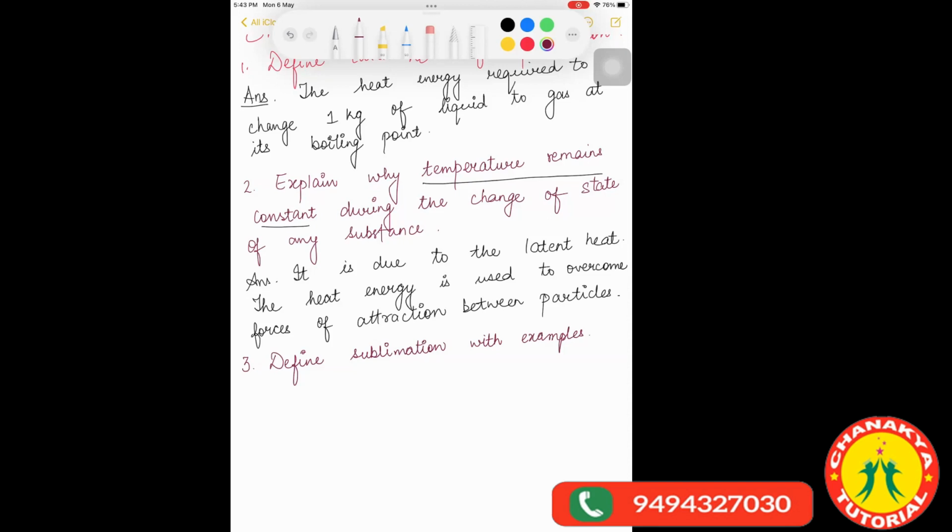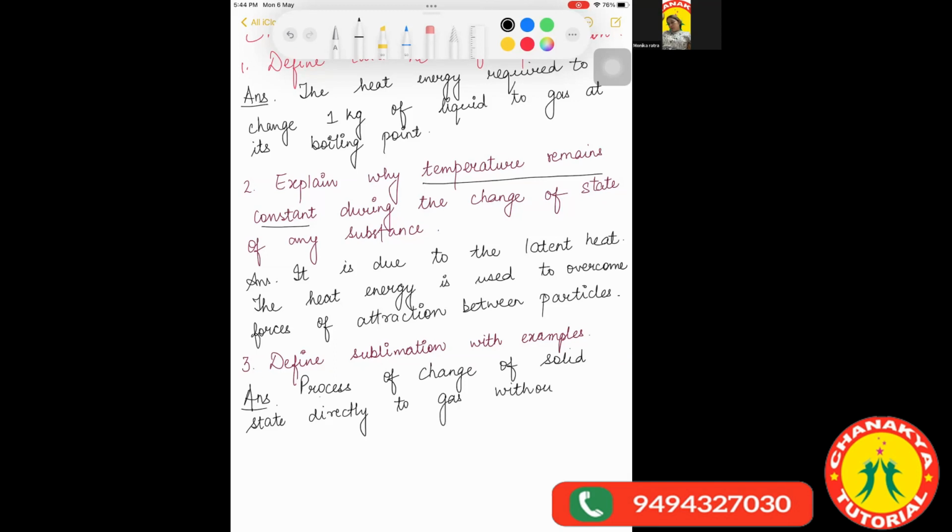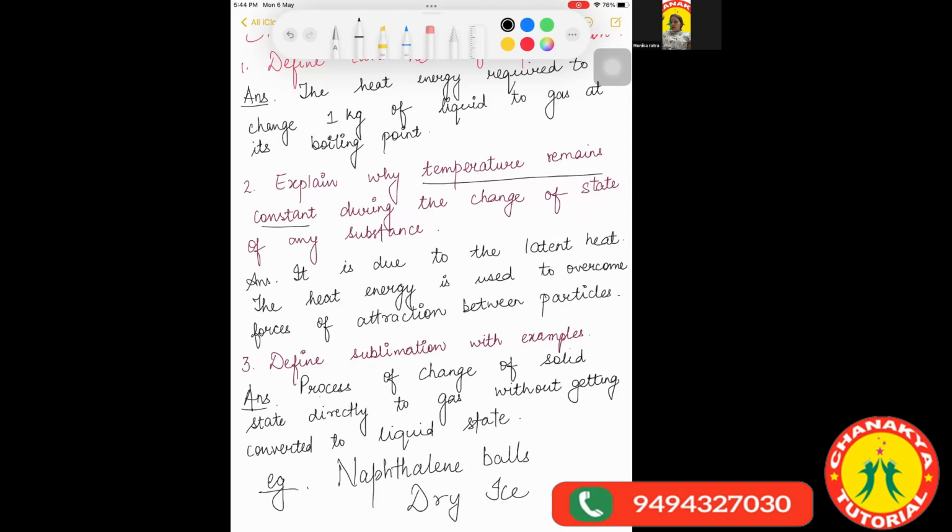Rayan, do you know? Yes, I know it. Sublimation is going from directly solid to gas. Very good. One case is in which dry ice directly turns to gas, and other is naphthalene balls. Very good. So the process of change of solid state directly to gas without getting converted to liquid state is sublimation. Examples for these are naphthalene balls and dry ice. Only two are asked. There are many other examples which I have already given to you.